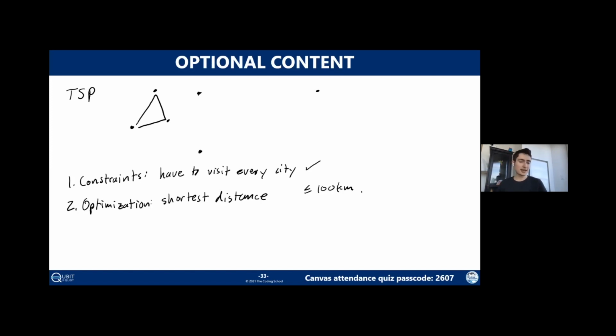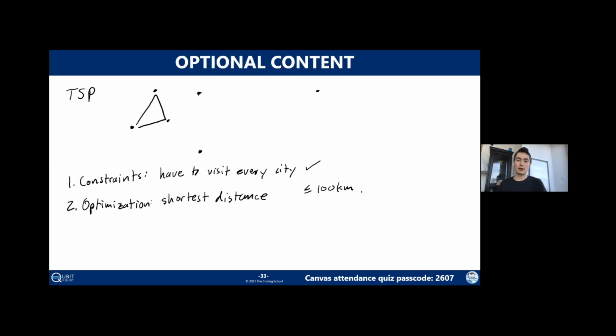And so your oracle in this case might actually come up with several different answers, right? There might be several paths that meet the constraints and are less than 100 kilometers. And that might be good enough for you, right? You might not care about the true optimal path. You might just care about getting a path that's good enough.